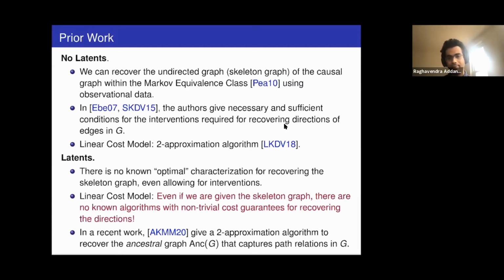If we are given the skeleton graph, there are no known algorithms that obtain non-trivial guarantees for recovering the directions. So this is supposed by some oracle which tells you that, okay, these are the causal relationships, but we do not know its directions. Even if we know the skeleton graph, we do not know good algorithms in this. In a recent work, we also give a true approximation to recover the ancestral graph that captures path relations. In some sense, path relations are easier to recover than the original graph G, and we show that we can give a true approximation in this.